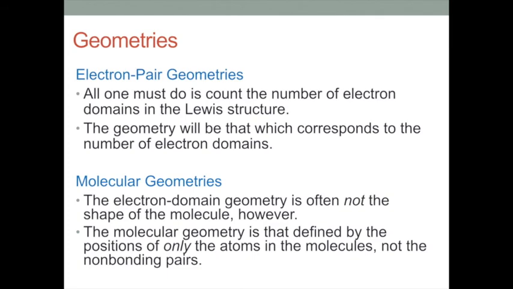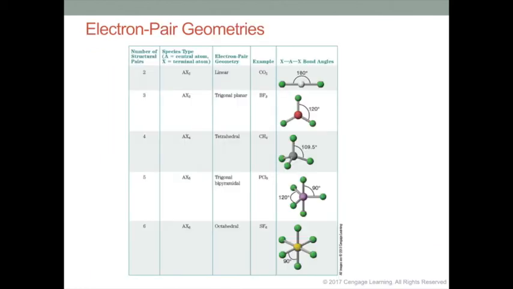So we're going to be looking at 2 different types of geometries. Electron pair geometries are just a very general geometry, based solely on the number of domains around the central atom. And then for molecular geometries, we're going to break it down into how many bonding pairs and how many non-bonding pairs we have around the central atom. So first we're going to start with the electron pair geometries. I just have them in a table here.